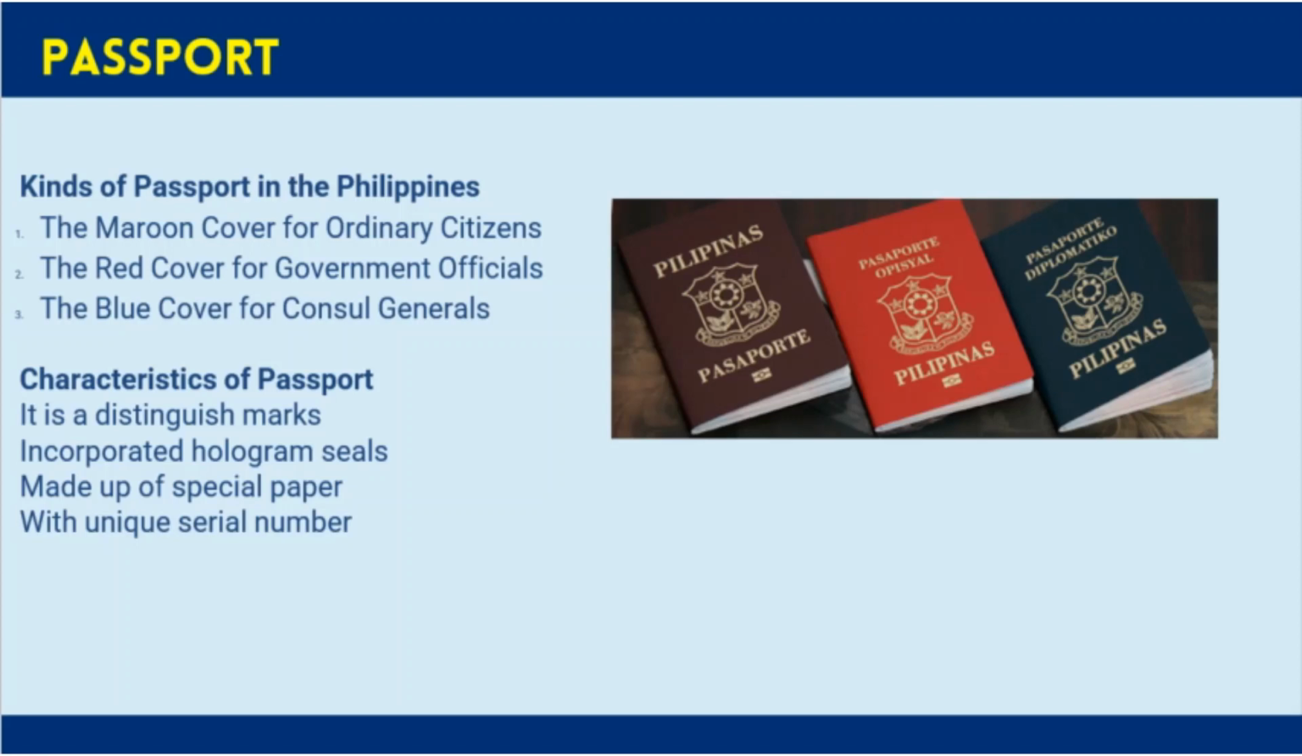This is for the consuls. So these are for undersecretaries and assistant secretaries of the government departments, government officials, and employees traveling on official business and unofficial time, associate justices and other members of the judiciary.